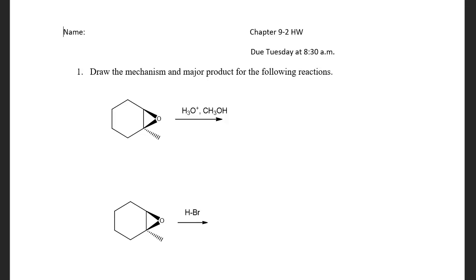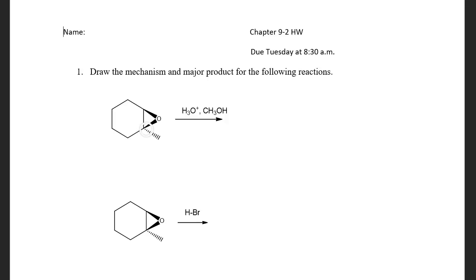For the first question, we're asked to draw the mechanism and major products for the following reactions. We have epoxides for all of the first four compounds in problem number 1. It looks like for the first two, we're under acidic conditions for both. As a quick reminder, if you're under acidic conditions, we're going to add to the more substituted side. If we're under neutral or basic conditions, we add to the less substituted side.